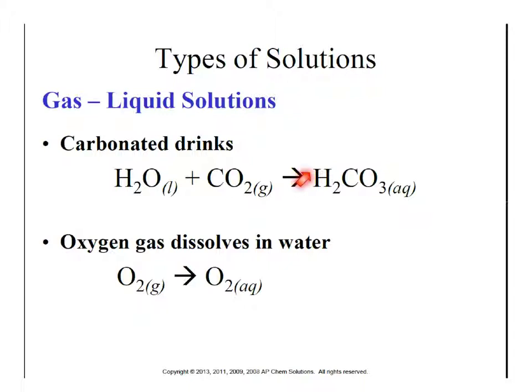Oxygen can also dissolve in water. That's what keeps fish alive. If there wasn't oxygen in water, their little gills wouldn't be able to breathe anything and they would die. So the fish of the world, thank you, oxygen, for being soluble in water.